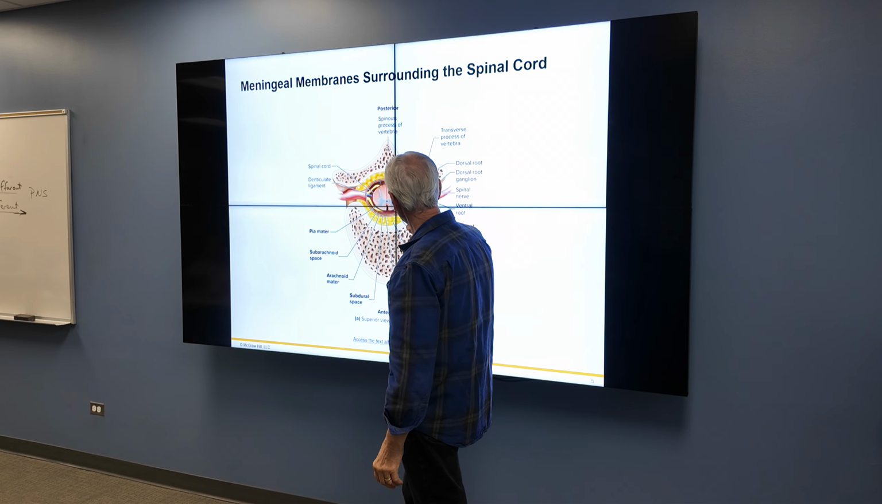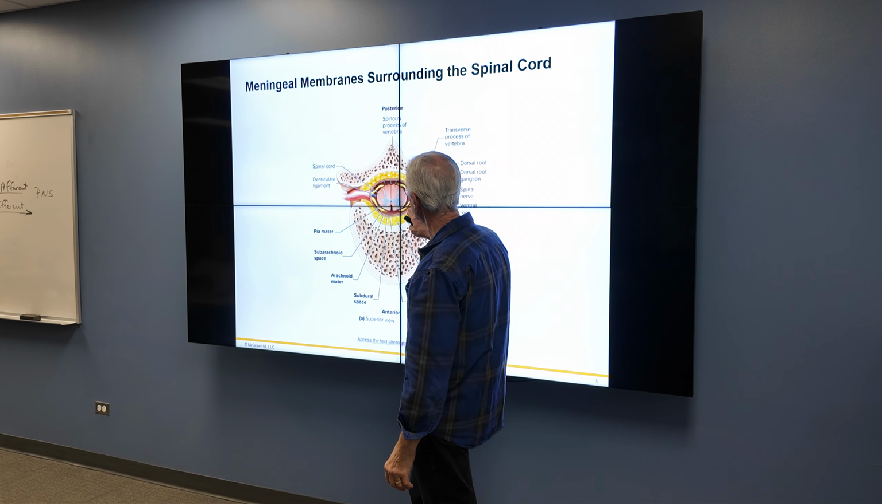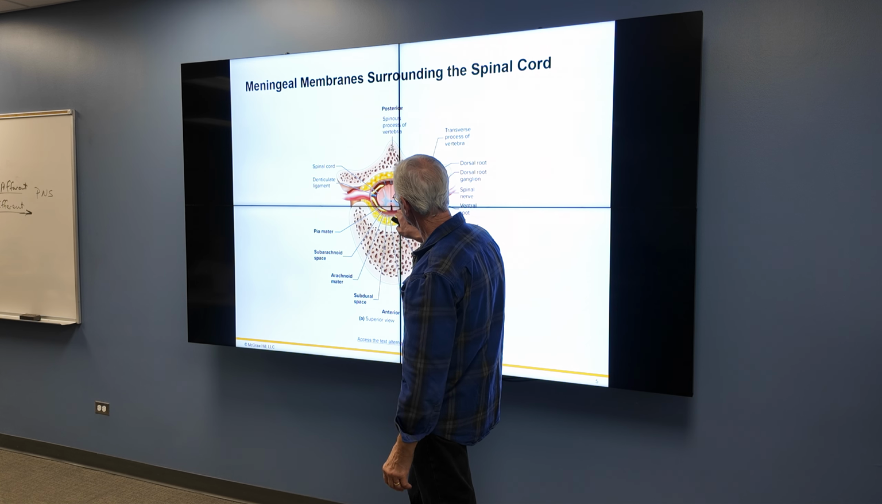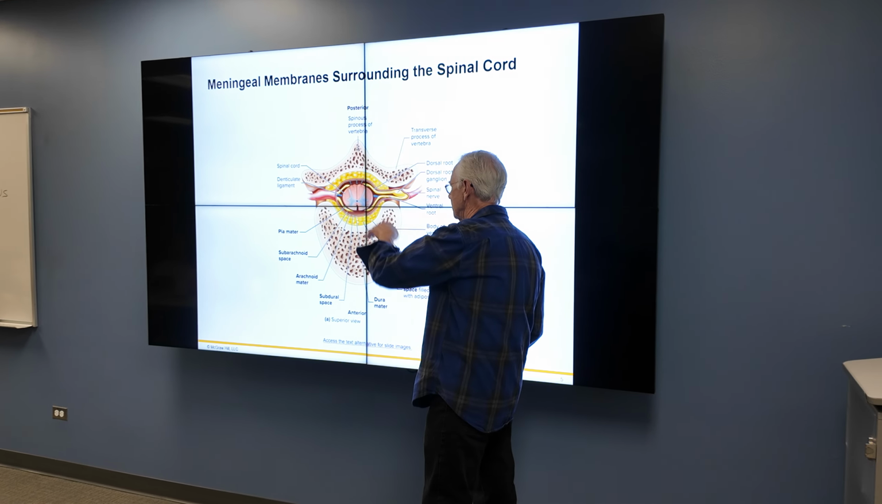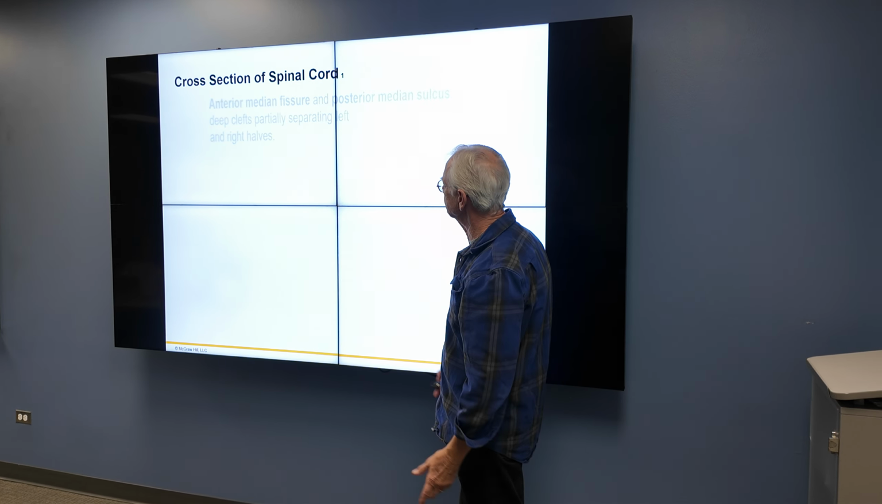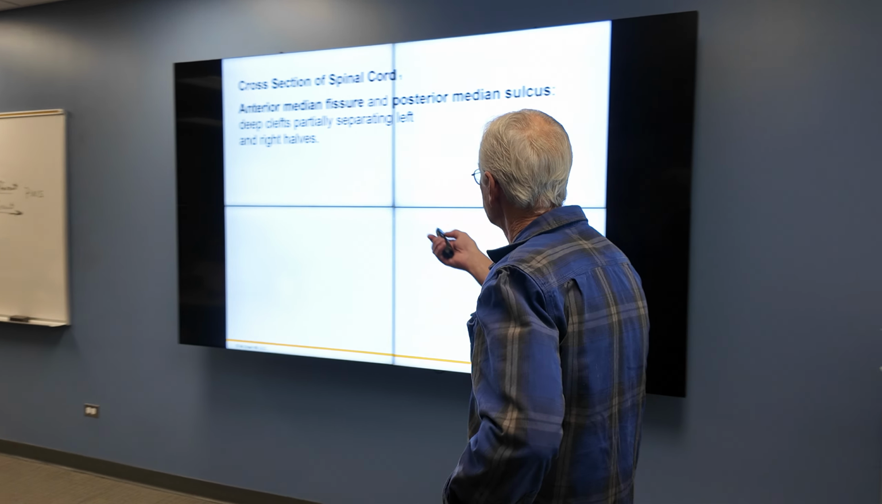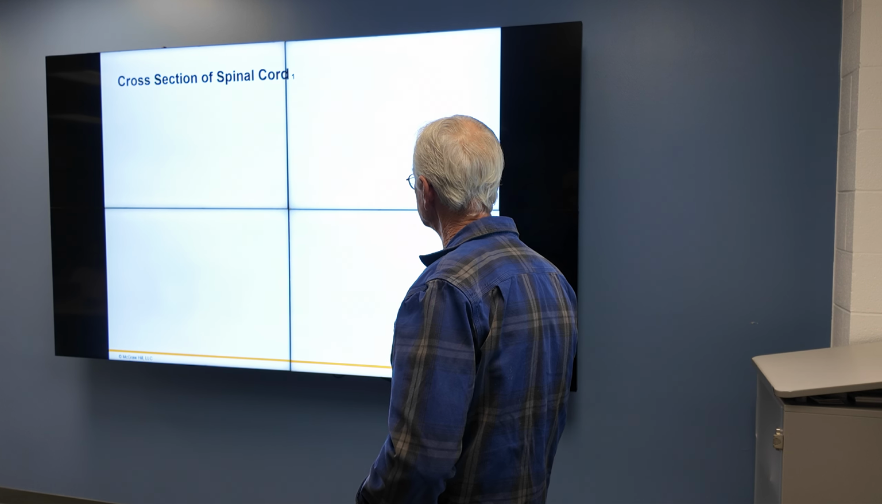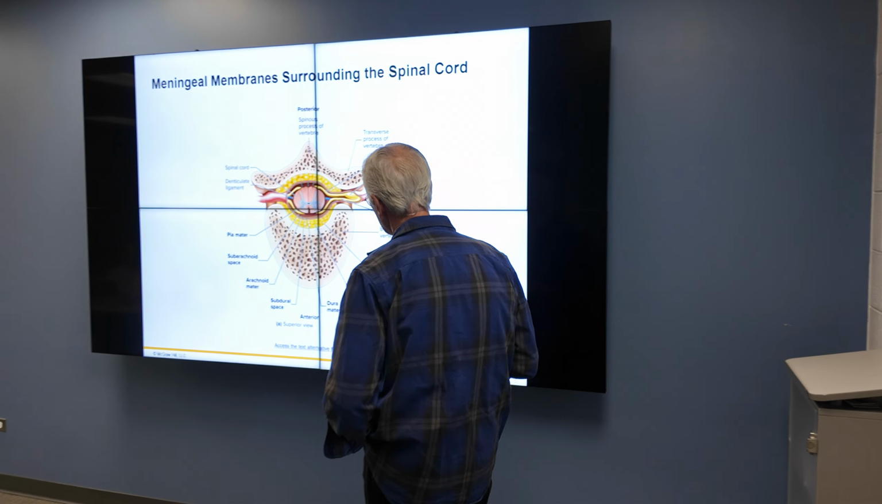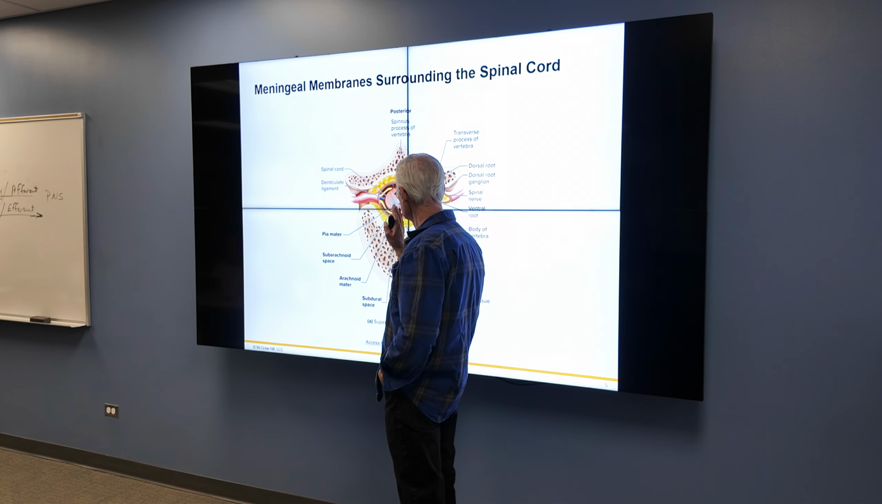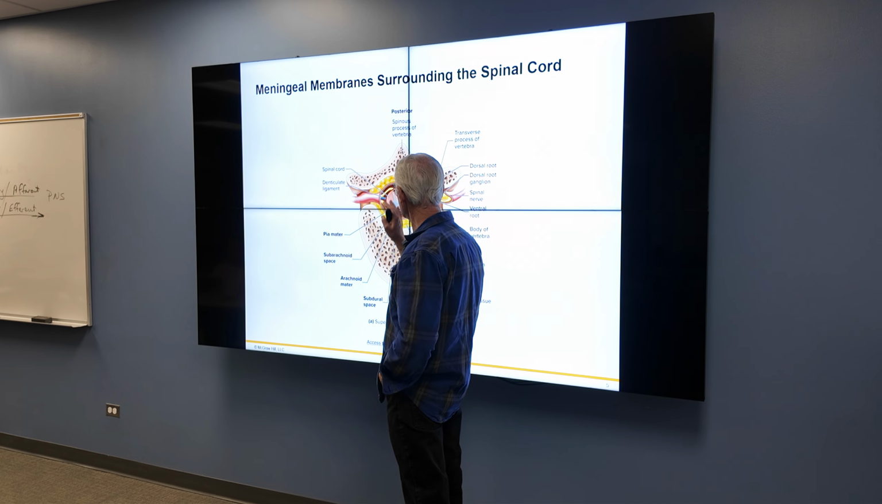This ventral root is coming off of the ventral surface of the spinal cord, and the dorsal is the posterior aspect right here. So we're going to talk specifically about what's going on with dorsal and ventral here. Anterior median fissure and posterior median sulcus. What the heck does that mean? A sulcus is a depression, like here, and a fissure is something like that.